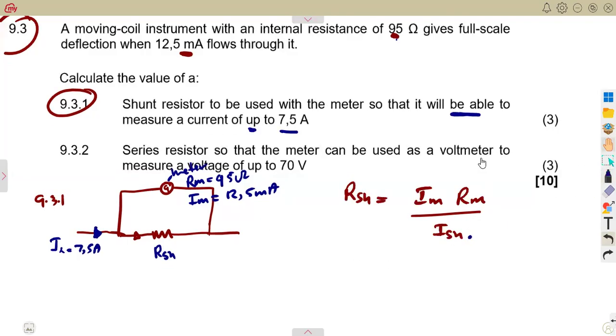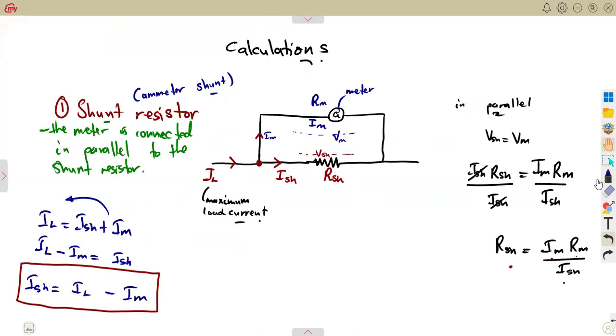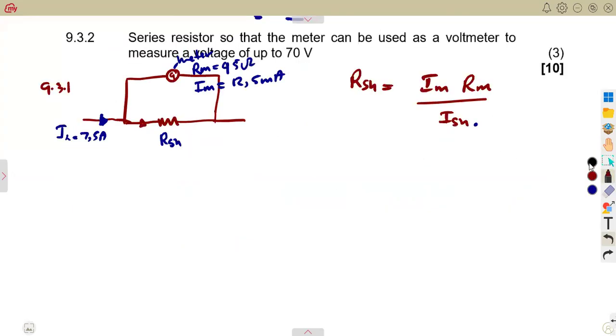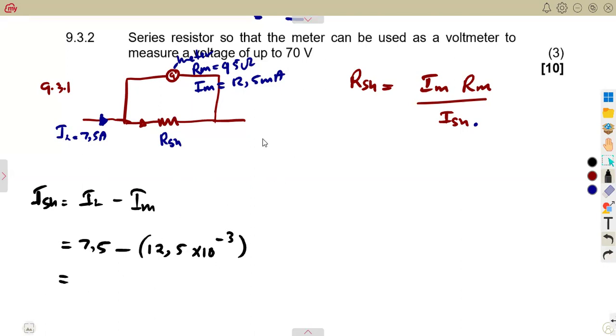So we can calculate this, as I said, from Kirchhoff's law. We ended up having the shunt current equal to the load current minus the current across the meter. So we can calculate the shunt current from the current across the load, which is the current that it can now measure, minus the full scale deflection across the meter. So that is it, guys, 7,5. We're going to have 7,5 minus the current across the meter, which is 12,5 times 10 to the exponent of negative 3. This is in milliamps, times 10 to the exponent of negative 3.